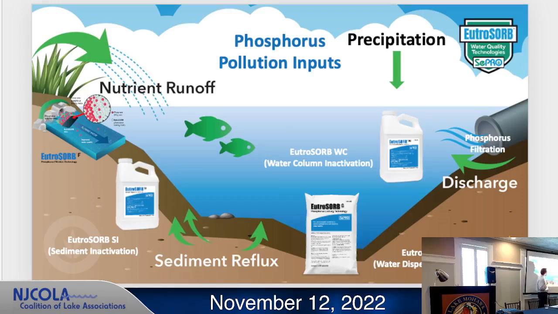So this product over here is designed as WC, water column. This is designed to put into the water, and you don't have to apply it evenly through the whole system.